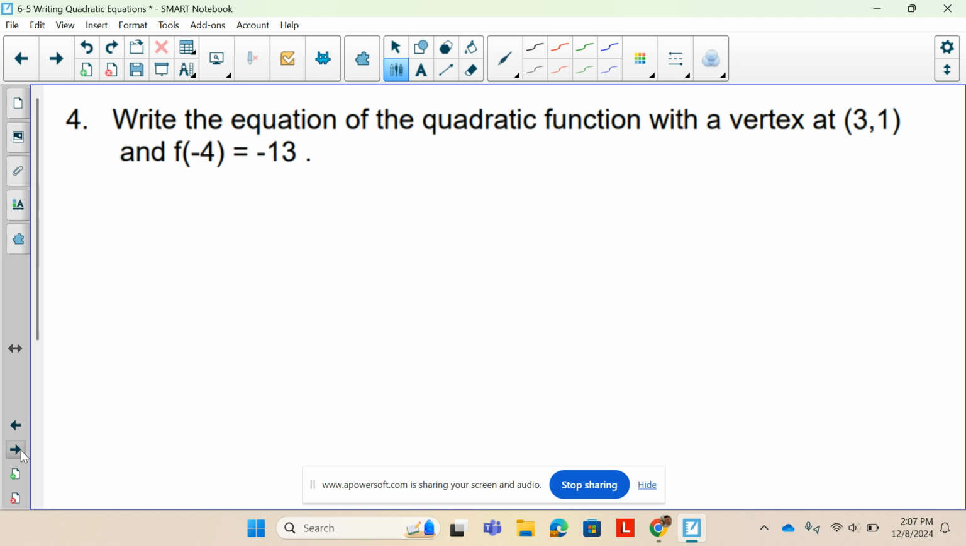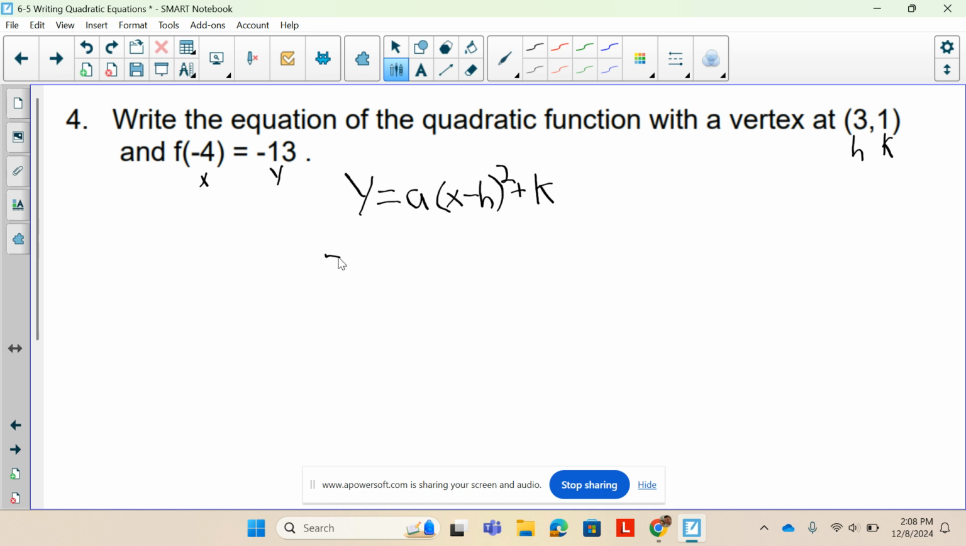Perfect. So for our vertex form, a little bit different form. It's going to be y equals a times x minus h squared plus k, where the x value is going to be h and the y value is going to be k of the vertex, and then over here, this is our regular x value and y value.